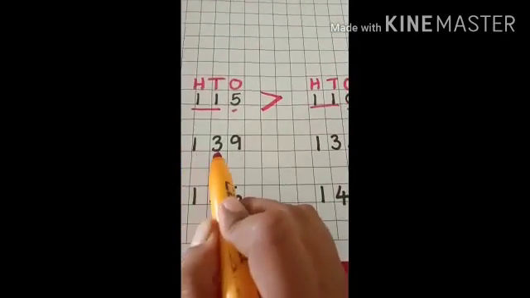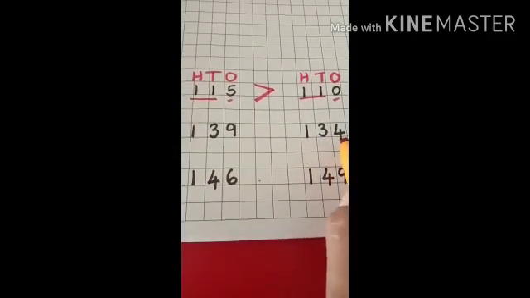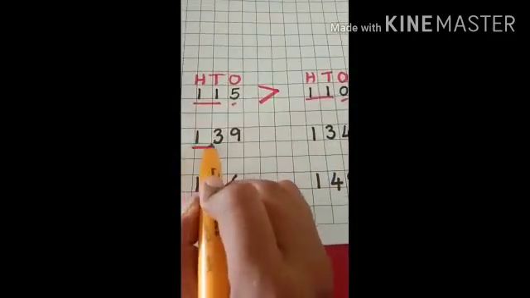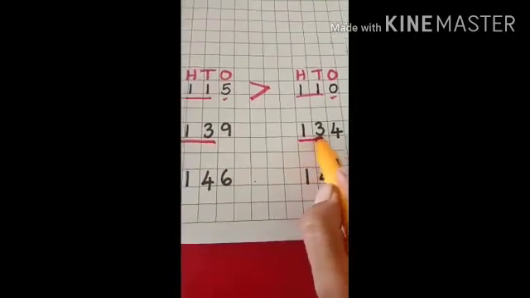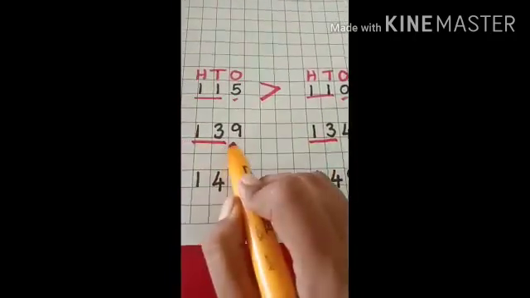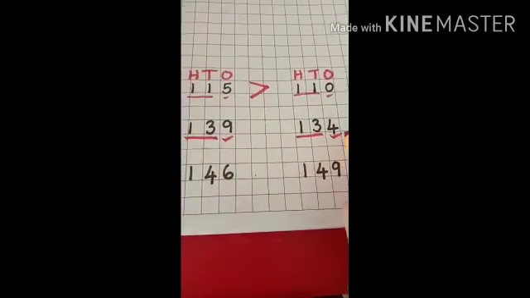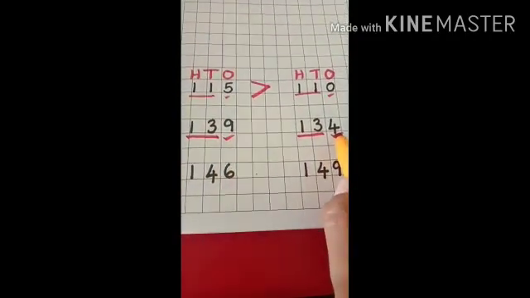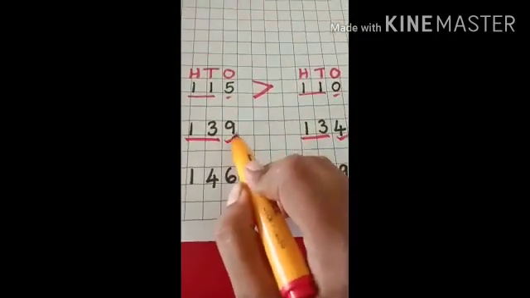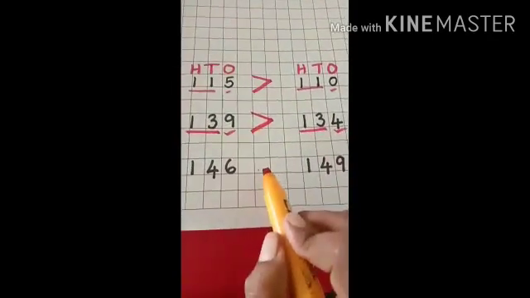Now 139. The next is 134. Here also you can see the first 2 digits are same in both the given numbers. So we are moving to the ones place. Here 9 and there 4. Now compare the digits. 9 is greater or 4 is greater? Yes, 9 is greater. So 139 is greater.